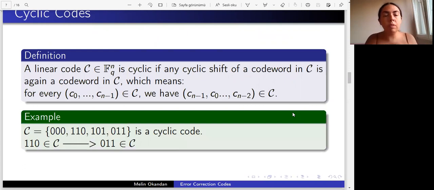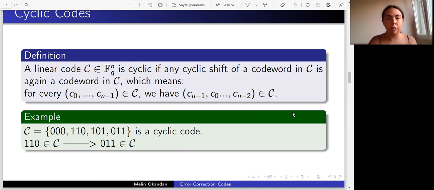But we want to know even more about the structure of the coding system we are working with. So we are defining something called cyclic codes. Before saying more about the motivation for why we are studying this, let us define it mathematically. A linear code C in F_q^n is cyclic if any cyclic shift applied to a codeword is again a codeword in C.